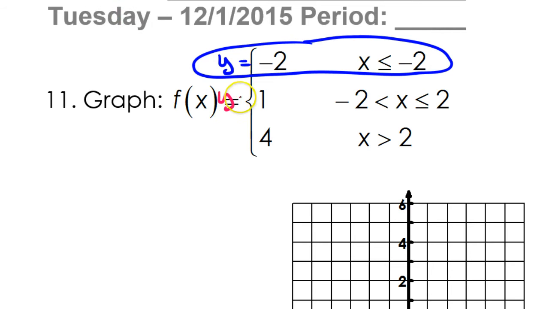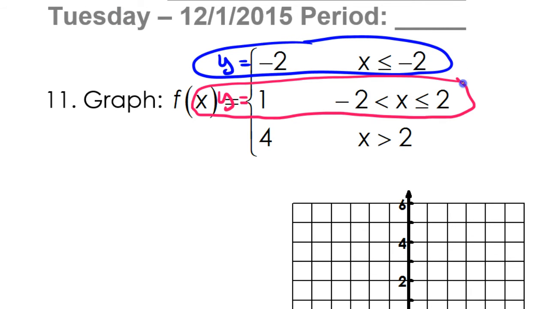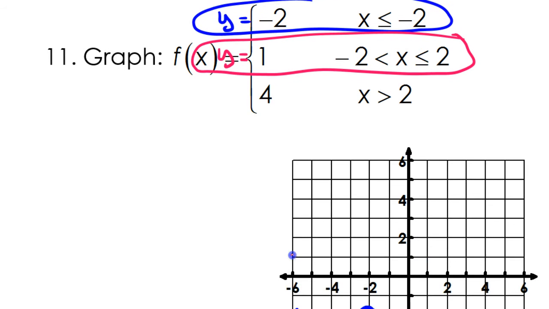Looking at the next part, think y equals 1. Y equals 1 would be a horizontal line at 1, like this. But we're not going to draw the whole line. It's only equal to 1 for x values between negative 2 and positive 2. So here is negative 2, and here is positive 2. And here are the x values between negative 2 and positive 2.